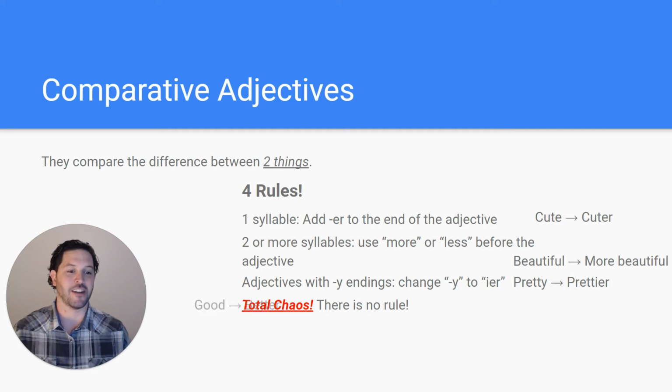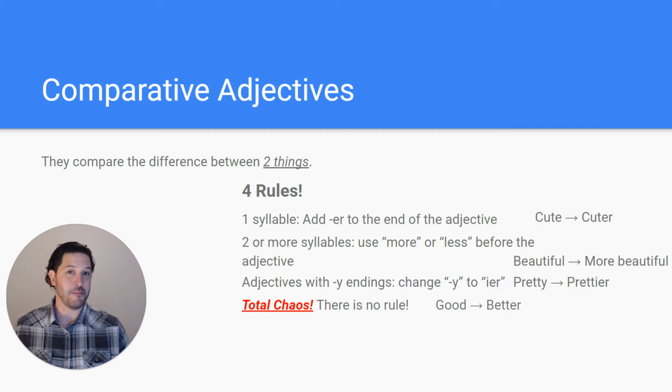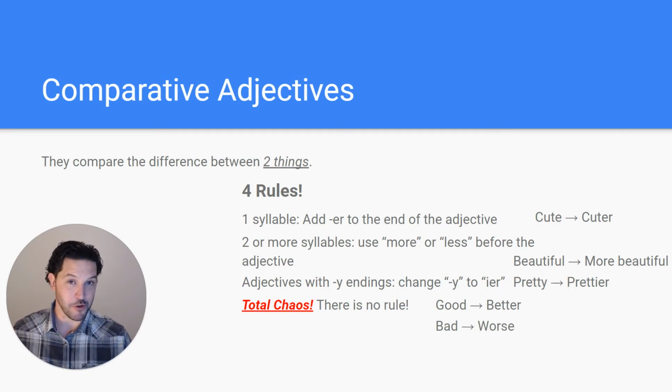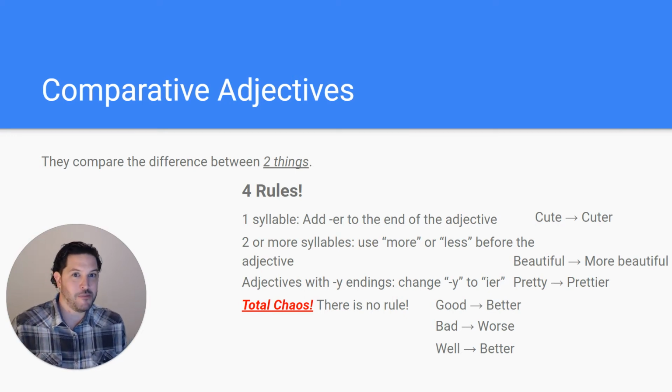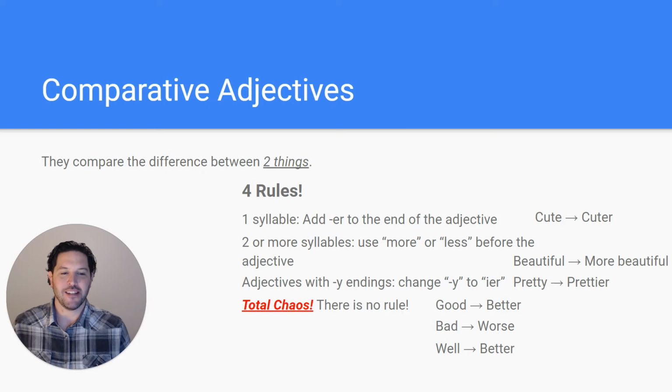All right, so let's take a look. First one is good. Good becomes better. All right, bad becomes worse. I'm sure you've seen those or you know about them. Here's another one. Okay, we have well. Well also becomes better. Okay. He swims well, but she swims better. Okay. You can't say he swims good. I mean, people say that, but they shouldn't.